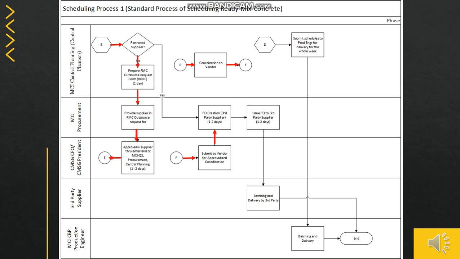Also, if the third-party logistics is a partnered supplier, it goes directly to creation of the PO and issuing the PO to the third-party supplier. This scheduling procedure concluded with the submission of schedules to the production engineer for delivery for the entire week, which was followed by the batching and delivery.